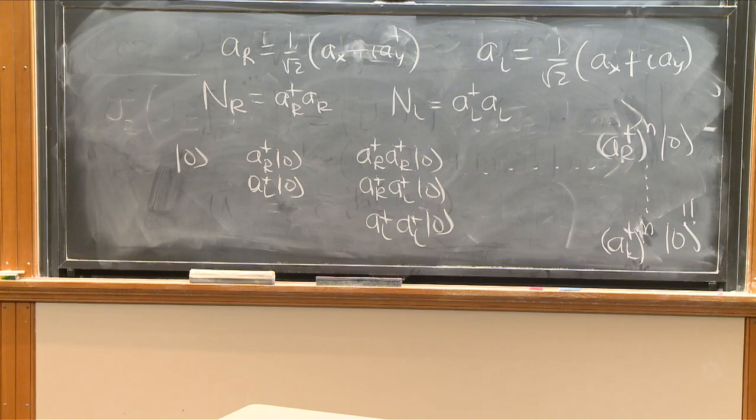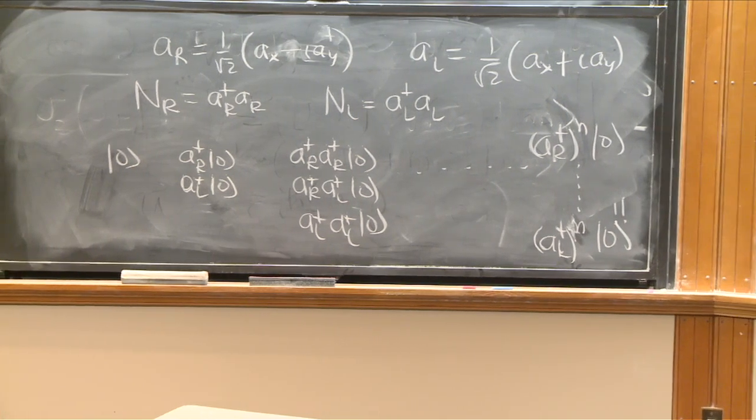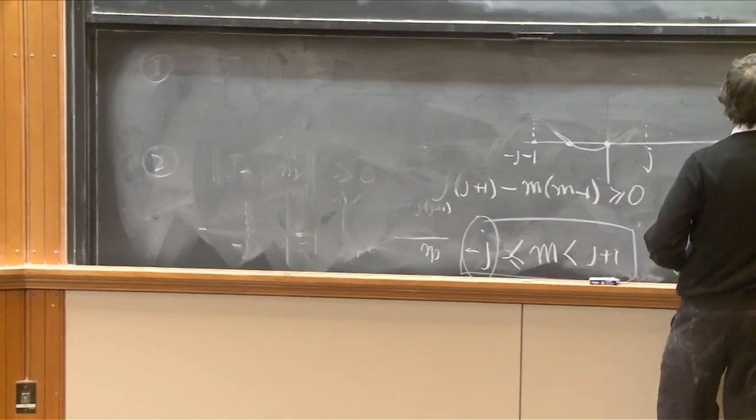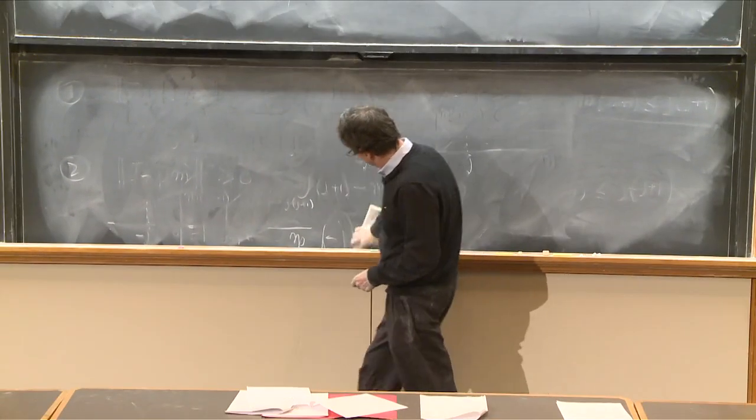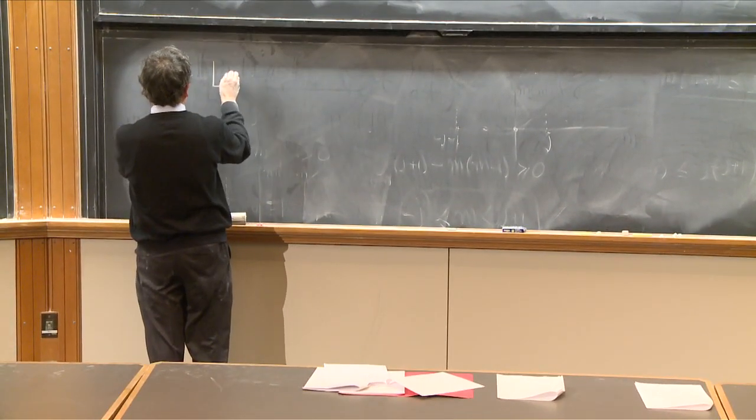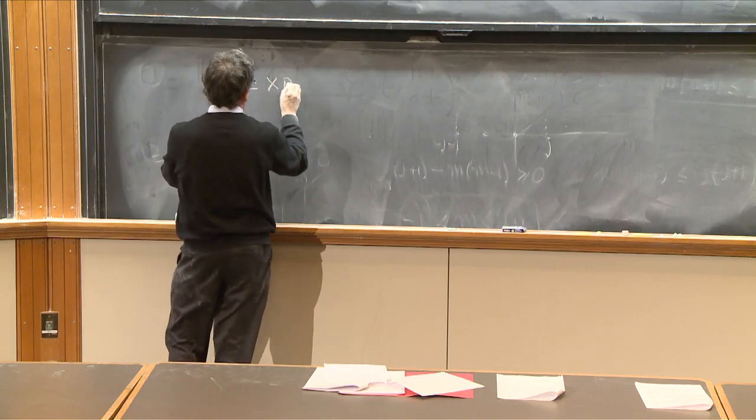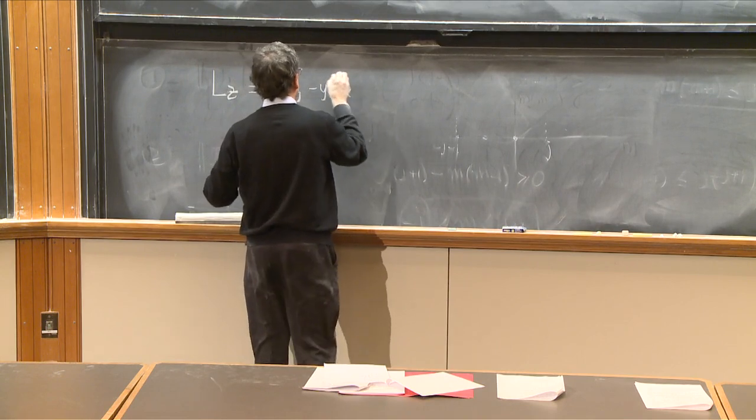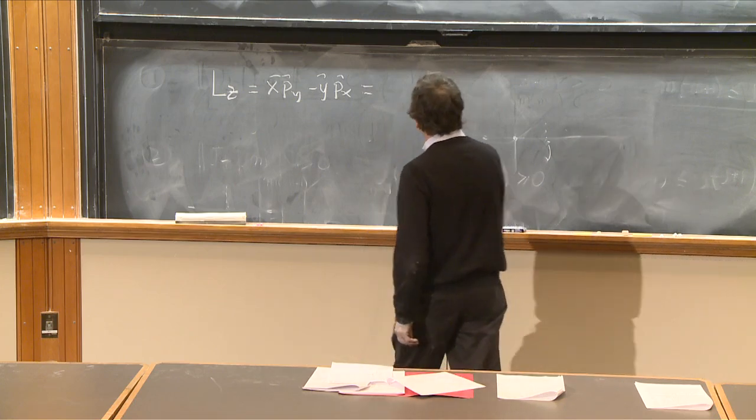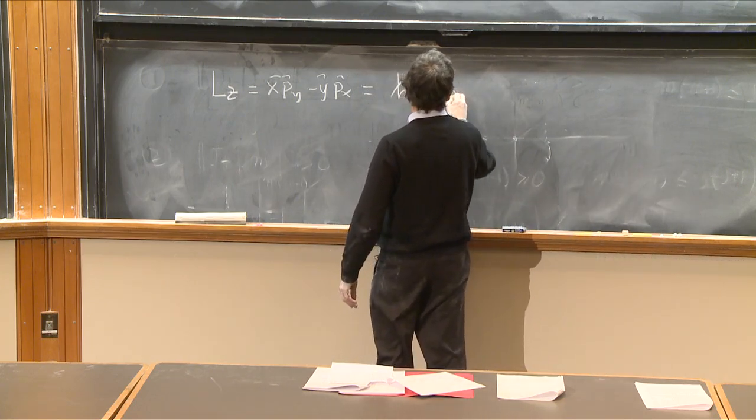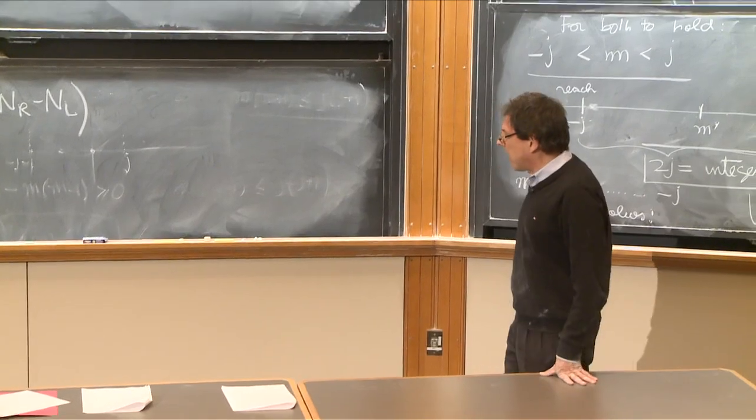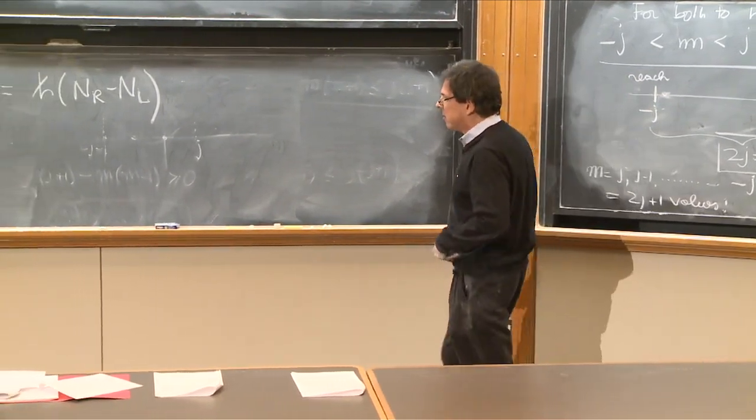Now, here comes the real thing. You did compute the angular momentum in the z direction. And the angular momentum in the z direction was L_z, and you could compute it as x p_y minus y p_x, and this was all legal. And the answer was h bar (n_R minus n_L). Okay? That was the L_z component of angular momentum.